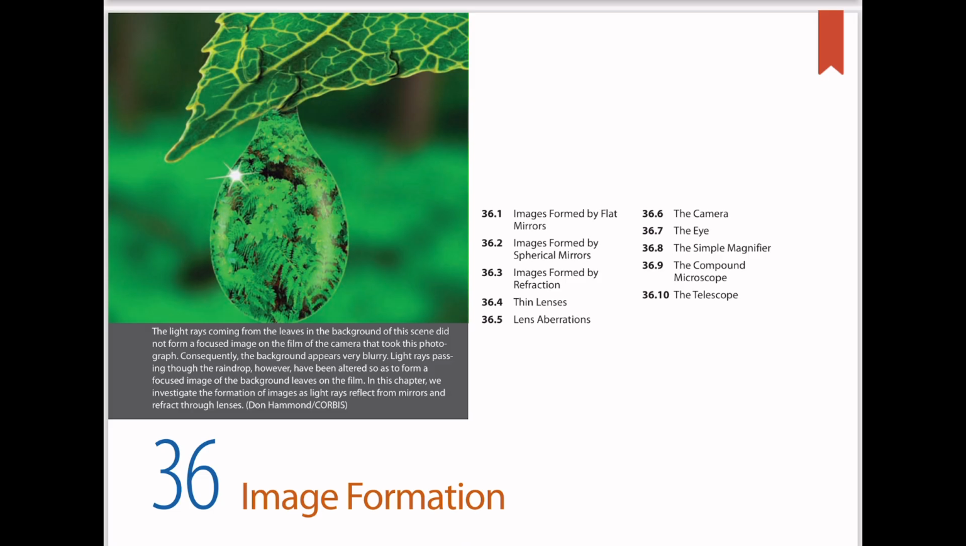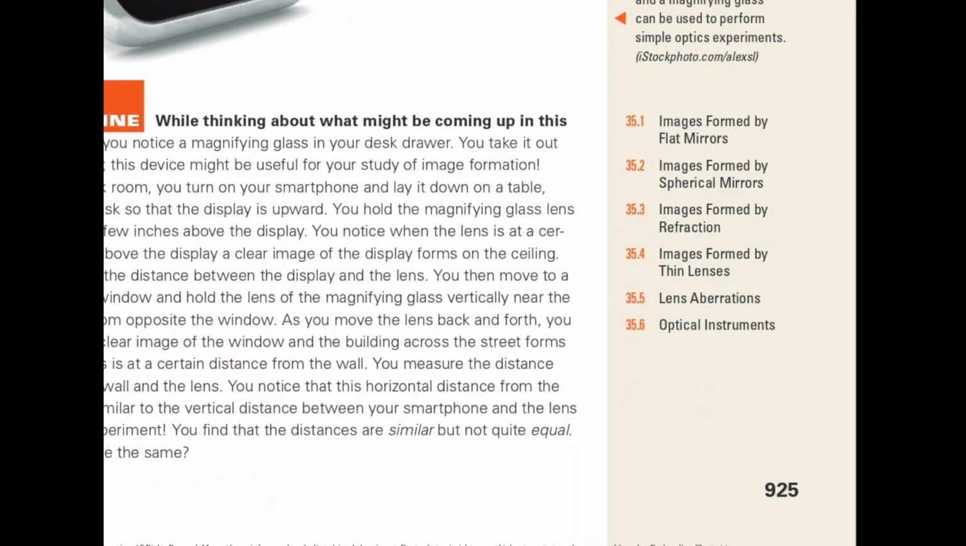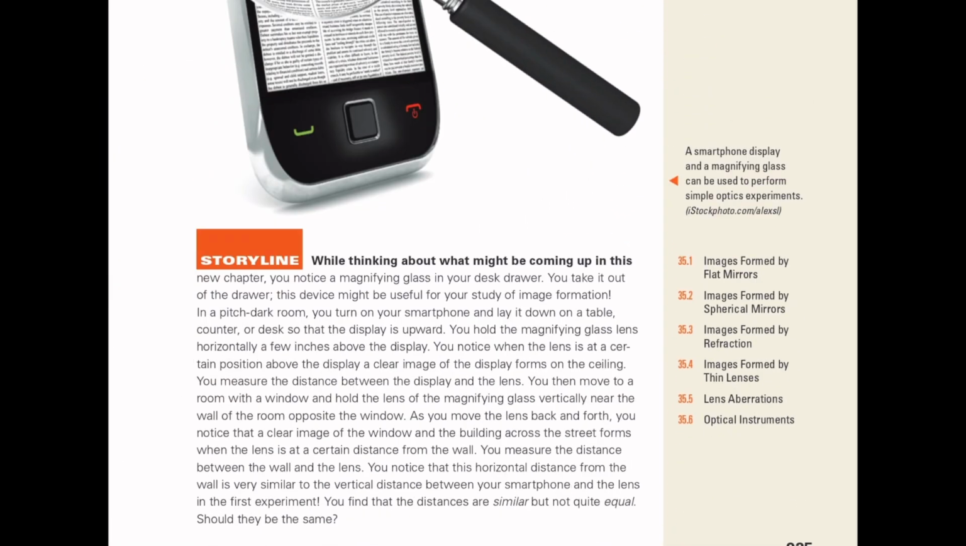36.1, images formed by flat mirrors. Point 2, images formed by spherical mirrors. 3, images formed by refraction. 4, thin lenses. 5, lens aberrations. 6, the camera. 7, the eye. 8, the simple magnifier. 9, the compound microscope. 10, the telescope. So those are all the sections of chapter 36, image formation, for the 7th edition. But if we go back to the 10th edition, this is the more updated one, 35.